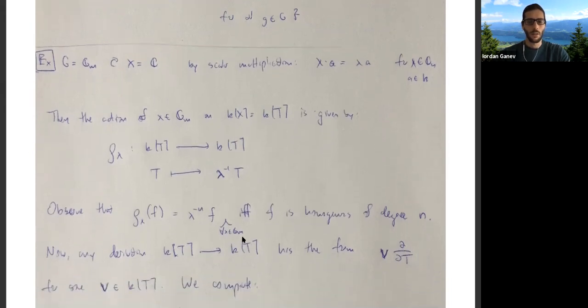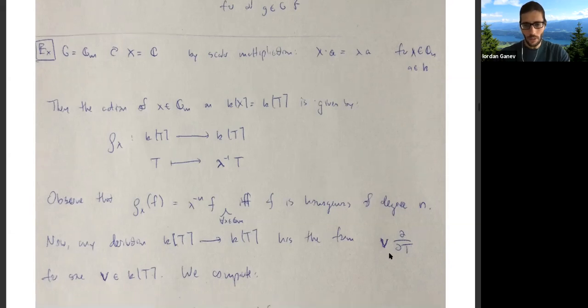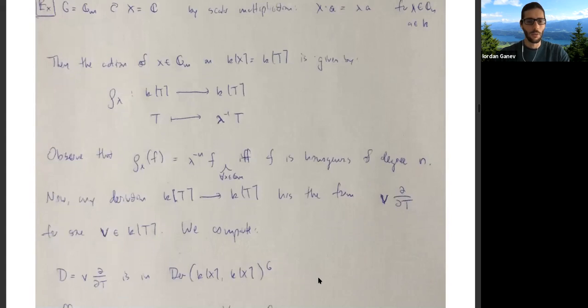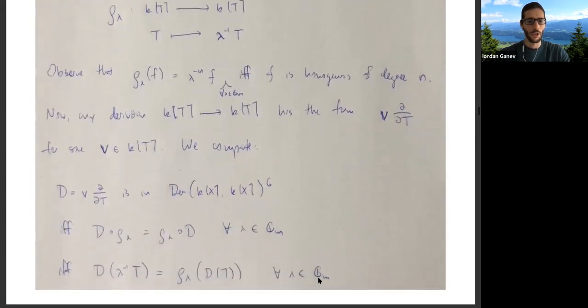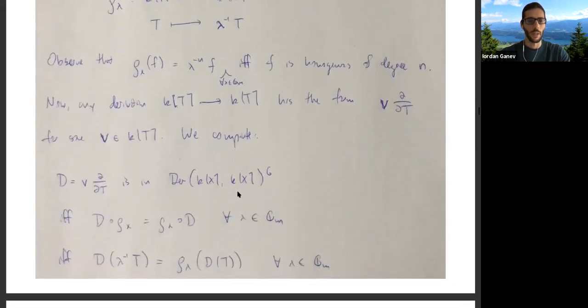Well, since this is just a polynomial algebra, any derivation is just a derivative, we saw that's a derivation, or in this case, it's just a straightforward derivative, not a partial, times some polynomial. So any derivation is of this form. So what's the condition for this derivation to be in here?